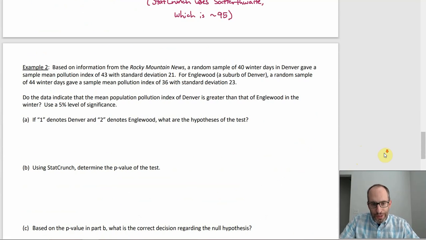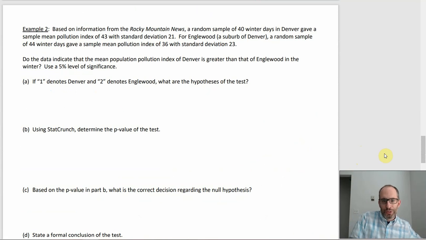Then, hypothesis testing. Based on information from the Rocky Mountain News, we have a random sample of 40 winter days in Denver, sample mean pollution index of 43, standard deviation of 21. For Inglewood, which is a Denver suburb, we also have a sample with a sample mean and sample standard deviation.